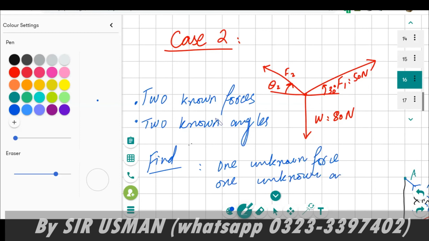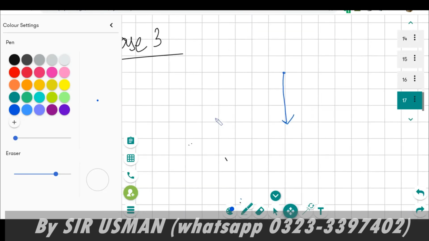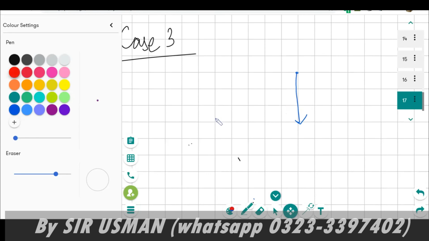It can be any one. It can be force. It can be W as well, the weight. It can be F1. It can be F2. So you should be able to do it now. Now we are going to case 3. So in case 3, we have W known.